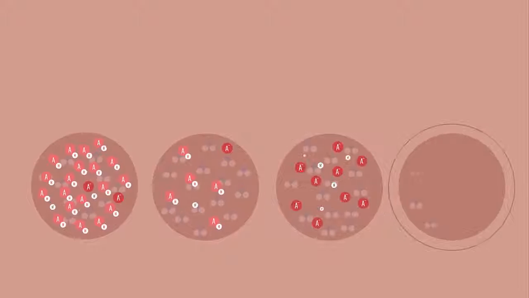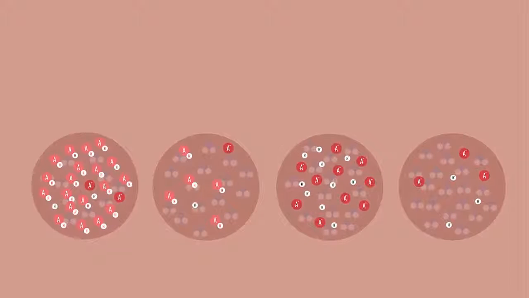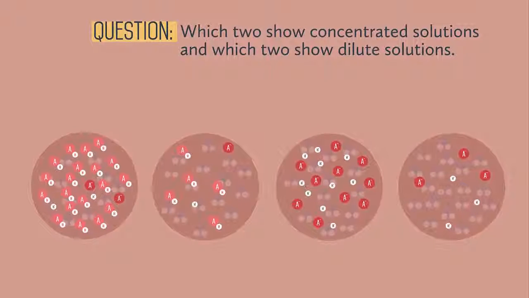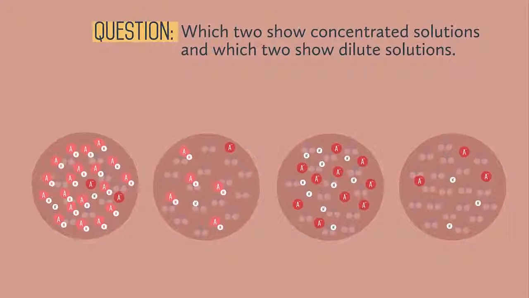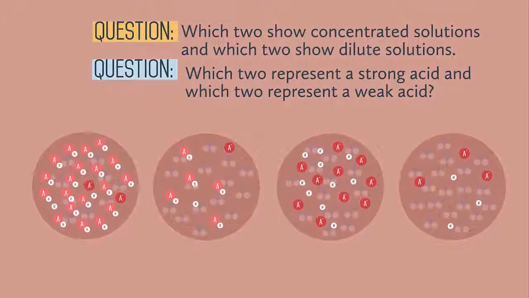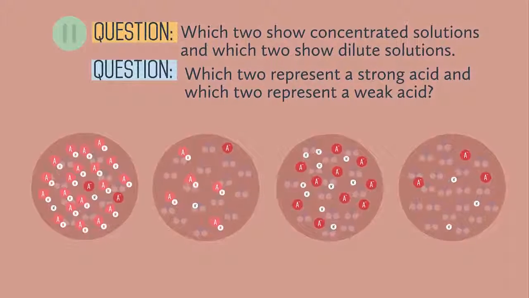So a little test to summarize. Here are the 4 pictures that you saw earlier of some acids dissolved in water. Can you say which 2 show concentrated solutions and which 2 show dilute solutions? And can you say which 2 represent a strong acid and which 2 represent a weak acid? Pause and think.